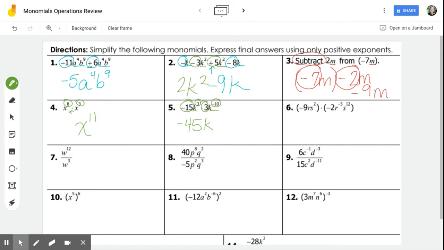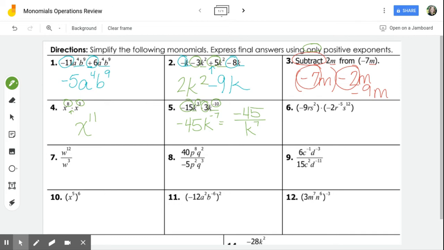Now remember, in our instructions, it says express final answers using only positive exponents. So you'll remember how we have to deal with this. This is the same as negative 45, which is going to stay in the numerator. And anything that's raised to a negative power is going to drop to the denominator and become positive.